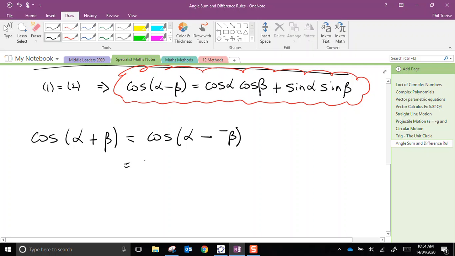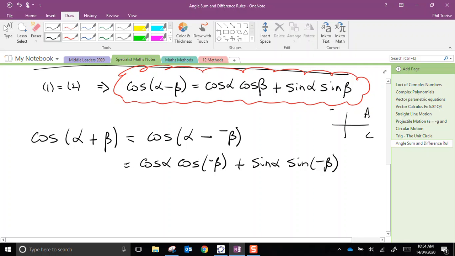So using the rule, I have cosine alpha cosine of the second angle, negative beta, plus sine of alpha sine of negative beta. And if we remember the old CAST rule, negative beta down here in this quadrant, the cosine of negative beta is the same as cosine of beta. But the sine of a negative angle is negative.